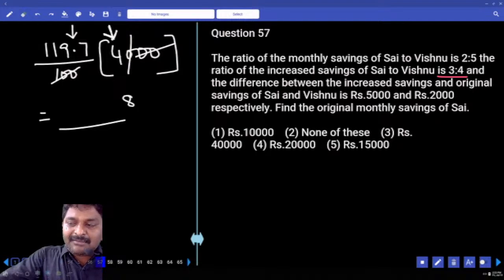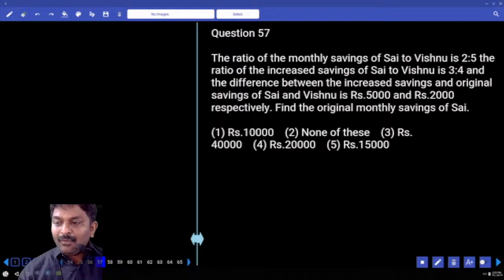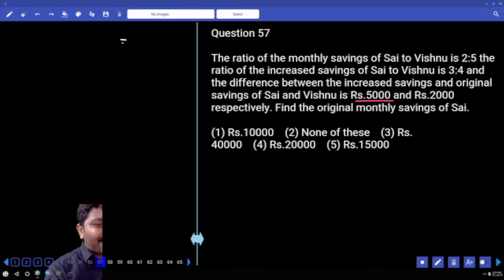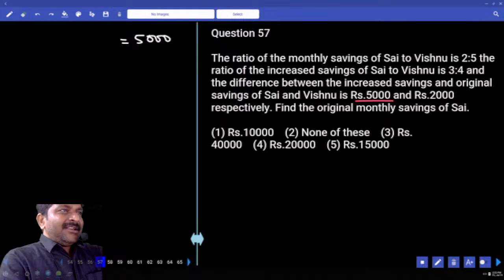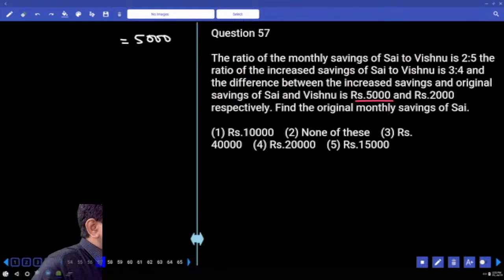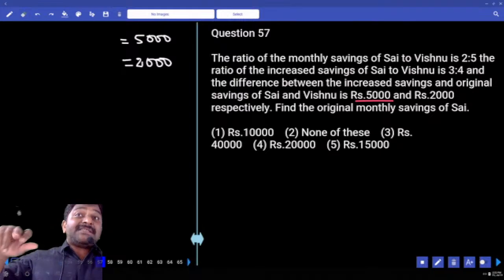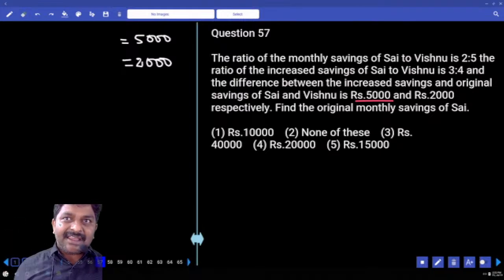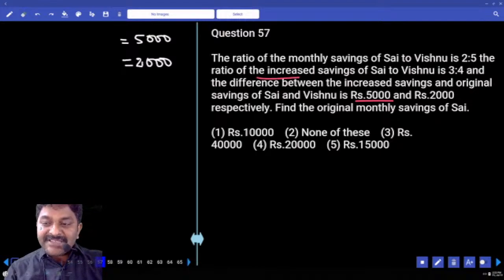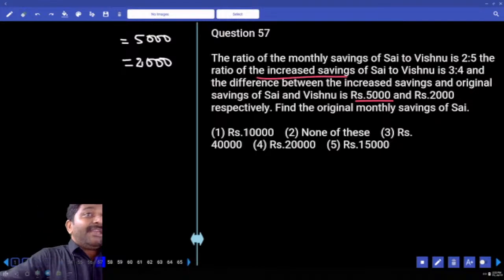Find the original monthly savings of, come on, what is 5000? Difference between Sai savings only. What is 2000? Difference between Vishnu savings, correct? In which case they are getting more savings? First case or the second? Second case. Increased savings are in second part.